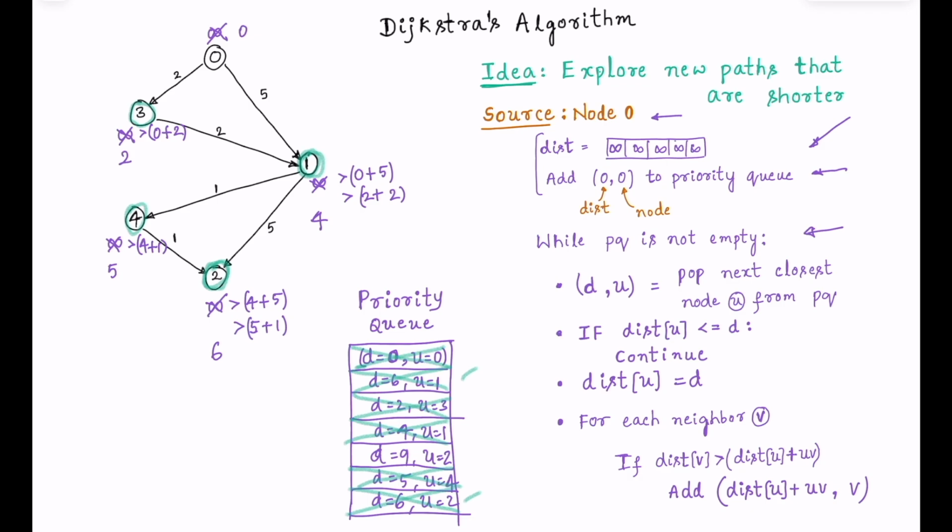We only have one node left, which is node 2 at distance 9. We pop it. Distance to node 2 we have right now is 6, which is shorter than the distance 9, so we continue. There are no more nodes left in the priority queue. We stop the algorithm here. So the shortest distance from node 0 to node 1 is 4, node 2 is 6, node 3 is 2, and node 4 is 5.